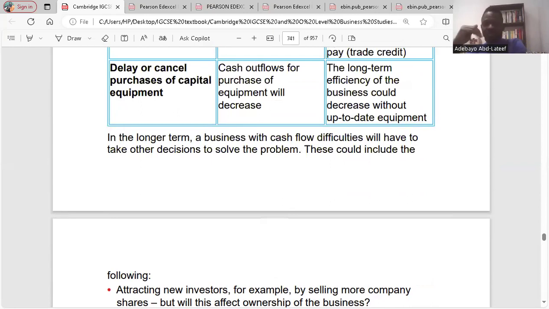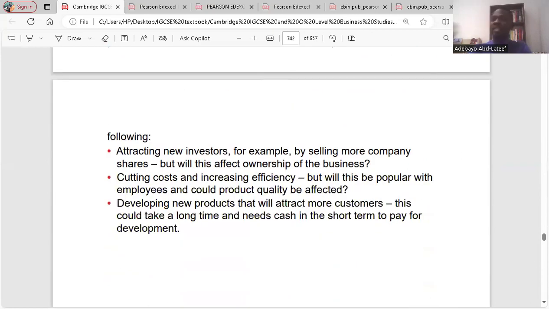In the long term, a business with cash flow difficulties will have to take other decisions to solve the problem. This includes, one, attracting new investors who can inject additional capital. Do you get it? But there, you'll be losing ownership. Do you get the point? Two, cutting costs and increasing efficiency.